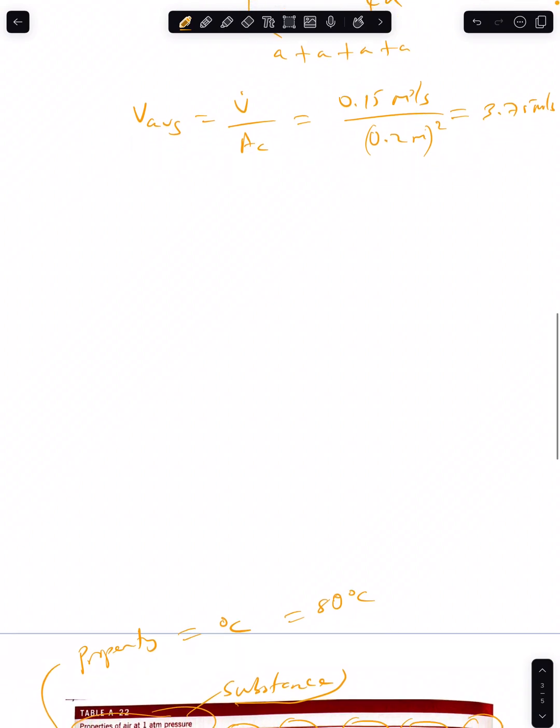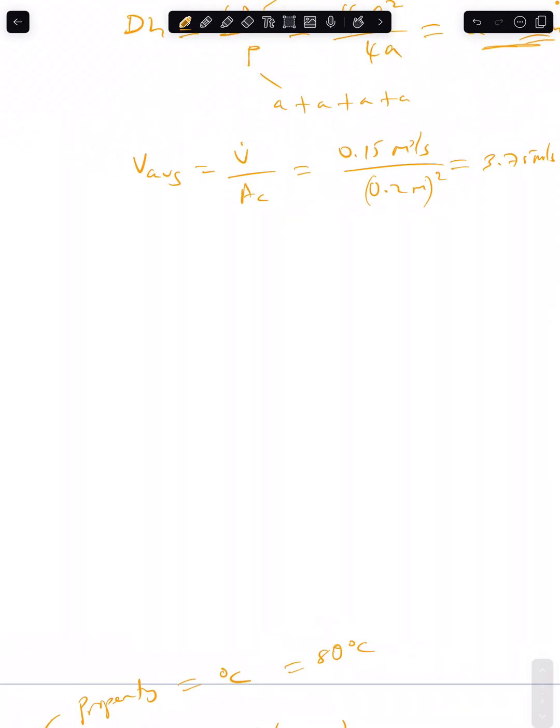What do you want us to do now? The second thing you want us to do now is to be able to do what? We solve for the Reynolds number. So the Reynolds number now becomes what? Reynolds number becomes average velocity times hydraulic mean diameter over viscosity.